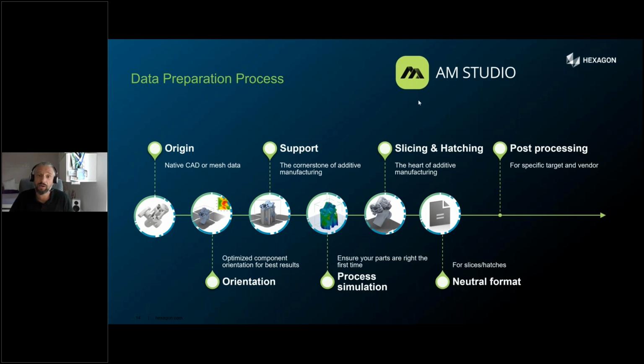And then you can go to the philosophy of first time right printing and save a lot of money, because you do not need to have 2 or 3 tries till you can ship your part. And then it comes to slicing and hatching and converting the internal file to the printer itself.